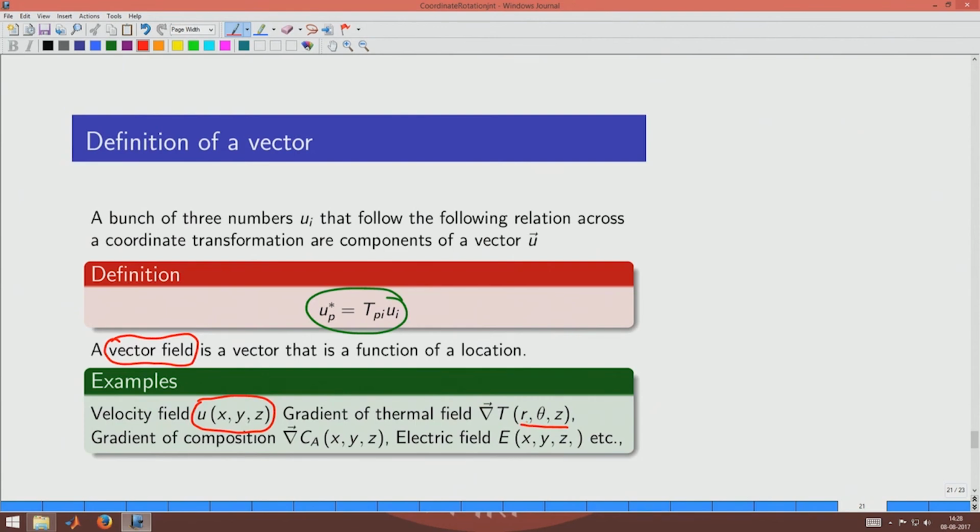Examples are velocity fields. Vector fields are such that you can see velocity field, gradient of a thermal field, gradient of composition field, electrical field. So, these are all things that we will come across in this subject again and again. So, the word field should immediately indicate to us that there is a location dependency coming up.